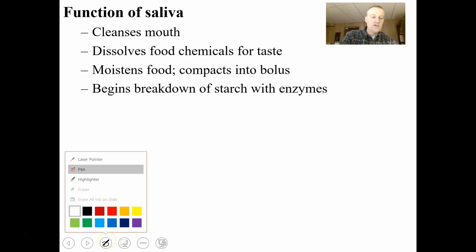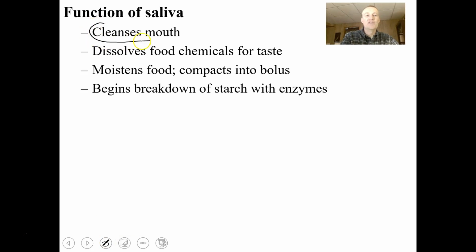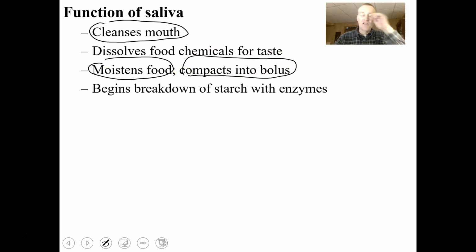So the functions of saliva are numerous. Of course, it cleanses the mouth. It dissolves food chemicals for taste. So your taste receptors have to have the taste molecules dissolved in the watery fluid so that they can sense it. It moistens food to make it easier to slide down, and compacts the food into a bolus, which is a nice little almost oval-shaped structure that helps you slide the food down to your esophagus. And then it includes chemicals like salivary amylase, which breaks down starch and glycogen with those enzymes.